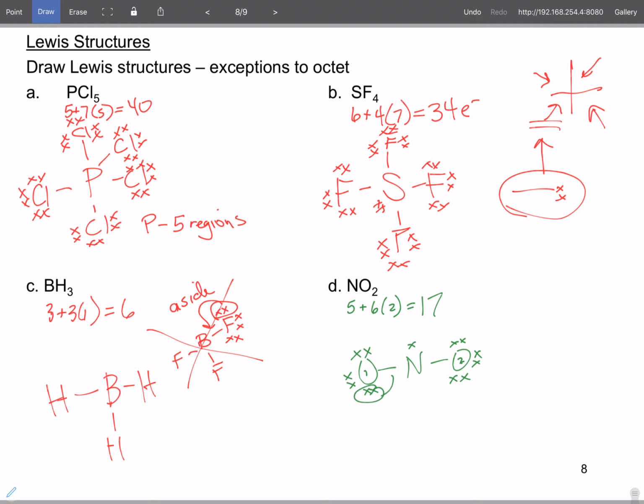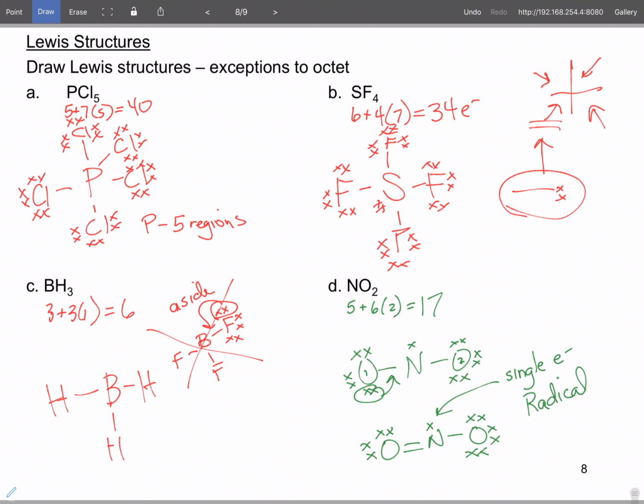So one of these 2 is going to donate. So you're going to get nitrogen with a single bond to one oxygen and a double bond to the other one. Does it matter which oxygen you pull it from? No. More about that one later too. But if you noticed, we have a single electron. Well, this is actually a particular class of compounds. A single electron is a radical.